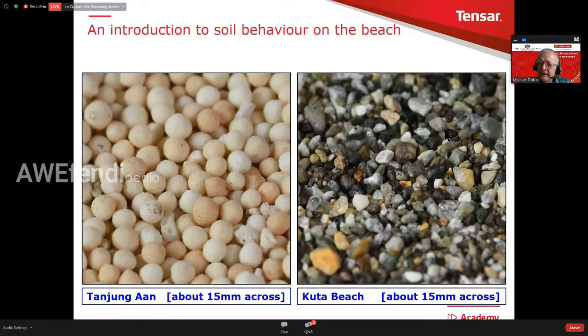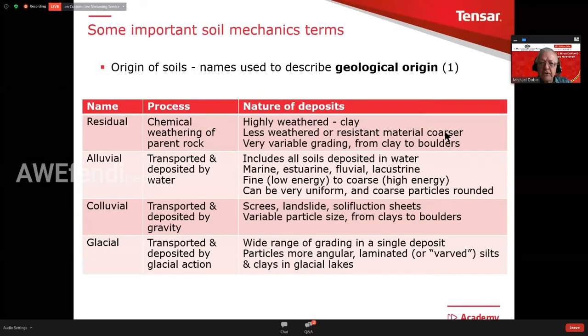So looking in detail at soils to help understand these sorts of differences is an important part of soil mechanics. A few words on origins of soils. These are words that you will often hear, so let's be quite quick about this.